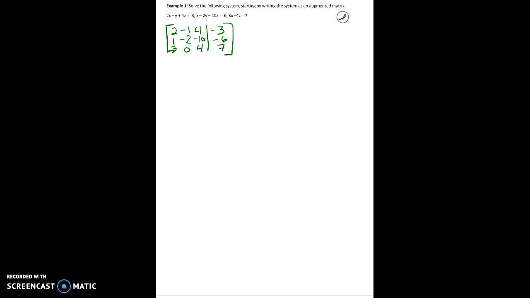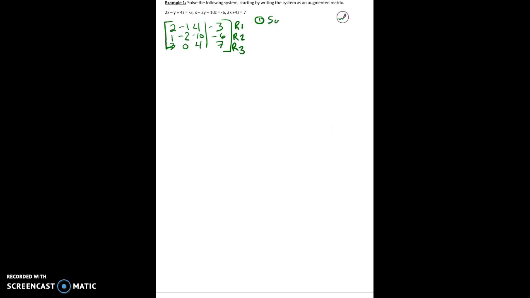So the first thing we're going to do is switch row 1 and row 2. Now, I'm going to call these rows instead of equations now, because these are rows of the matrix. So this is row 1, row 2, and row 3. The first thing I want to do is switch row 1 and row 2. It doesn't really matter which ones you switch, but I just started with these two.